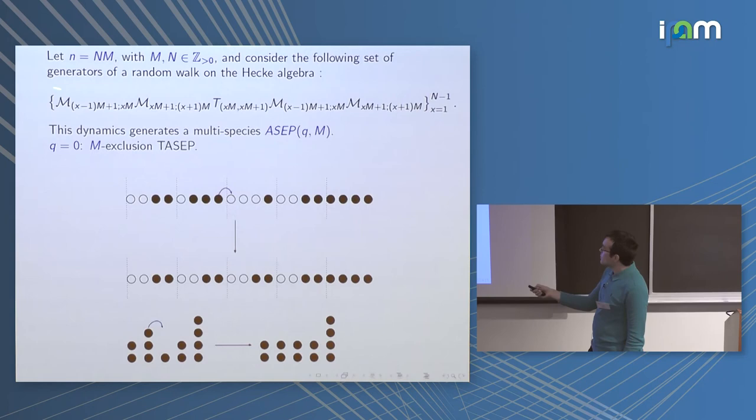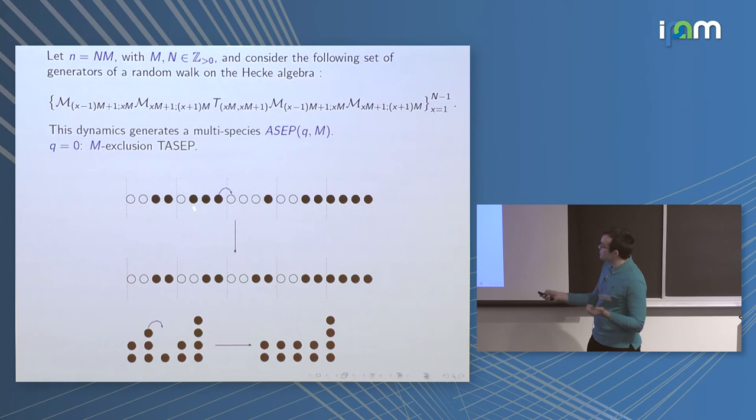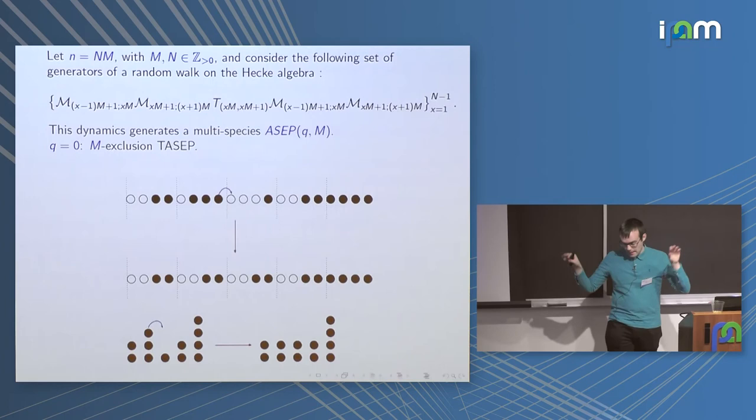There are a lot of these elements, but let me start with the construction in probabilistic language. First, let me take q equals zero, and second, let me take only particles and holes. So it will be a construction where I already split the n different species into just two kinds: some of them are called particles, some of them are called holes.